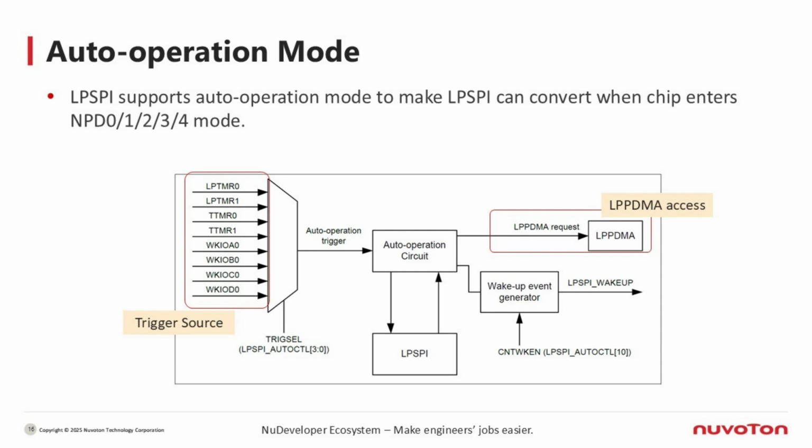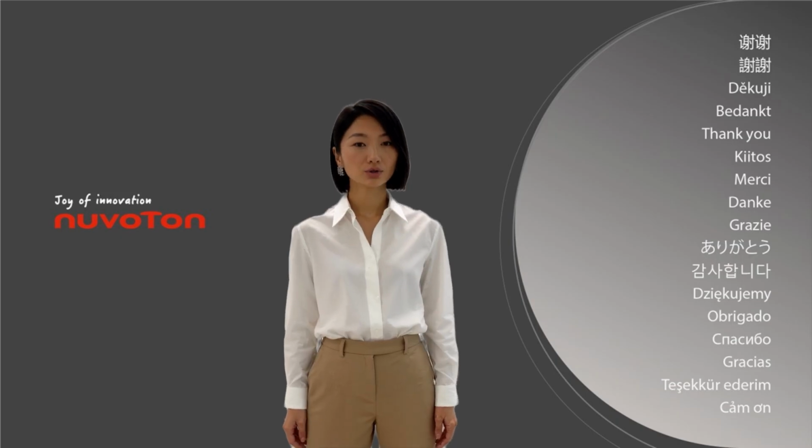If data needs to be moved during the transfer, the circuit will request the low power PDMA. So low power PDMA can automatically move data in and out of the SPI without CPU intervention. And if you've set up a wake-up event generator, the system can be woken up by events while the transfer is happening. That wraps up our training session on low power SPI.